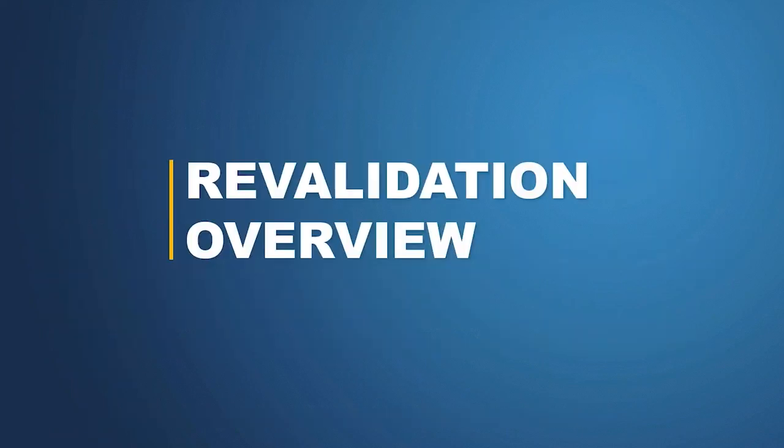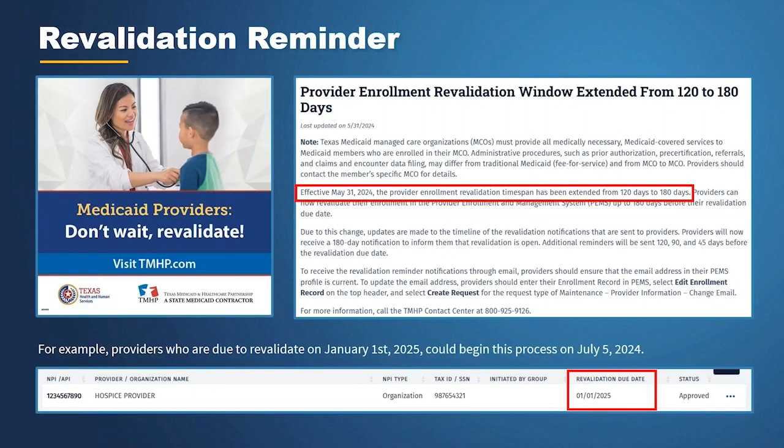Now, let's take some time and do a high-level review of the revalidation process. Quick reminder regarding the time frame to submit your revalidation request. The revalidation window has been extended from 120 days to 180 days. This means providers can begin their revalidation applications 6 months prior to their revalidation dates.